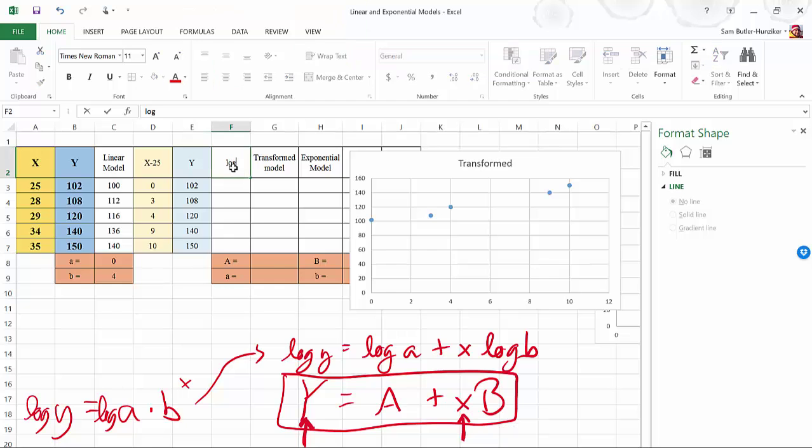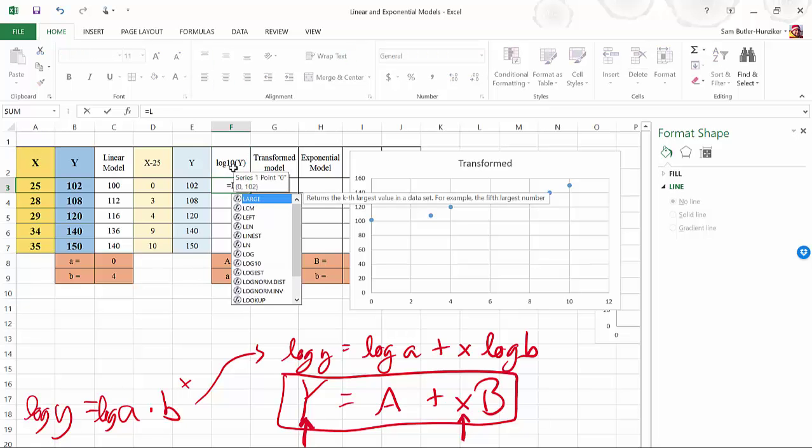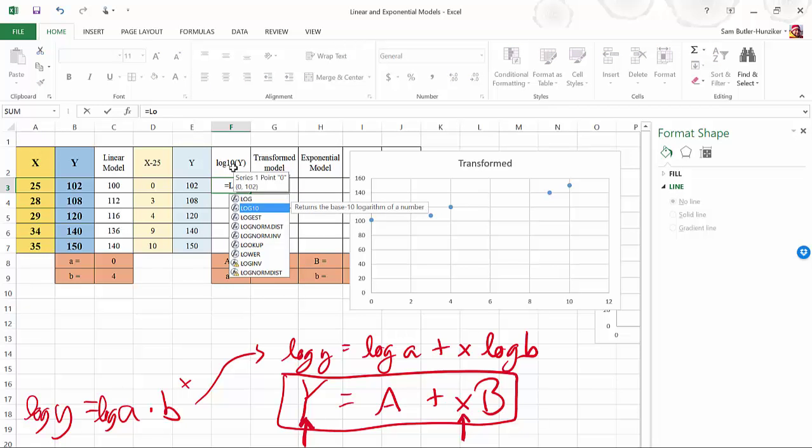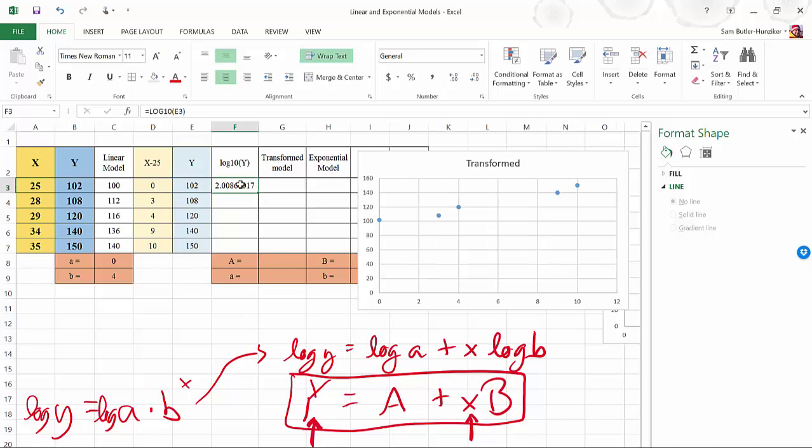So I'll put that right here. This is going to be log base 10 of those y values. So equals log, we're going to choose log base 10, the common logarithm, just because that's what we'll use most often. So log base 10 of this cell, the y value right next to it. Hit the go button and drag that on down.